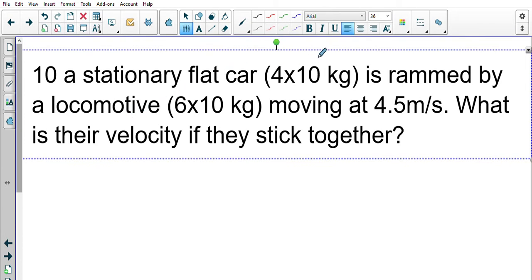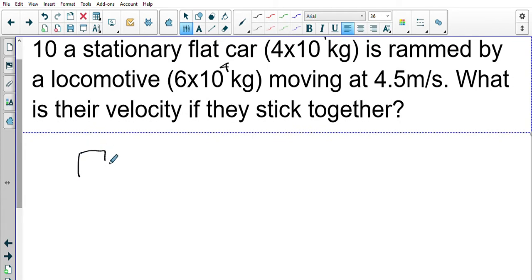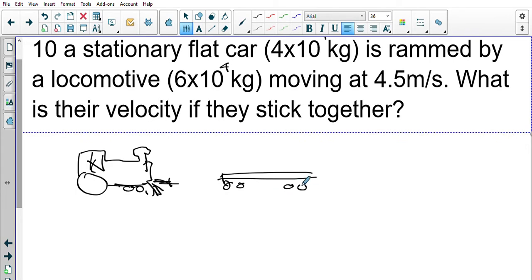A stationary flat car of 4 times 10 to the 4th kilograms is rammed by a locomotive of 6 times 10 to the 4th kilograms at 4.5 meters per second. What is the velocity if they stick together? So we've got our locomotive. Yeah, I know, it's an old-time locomotive. And it's got a coupler in the front. And then we've got our flat car. And this is coming in, then bang. And then they stick together.